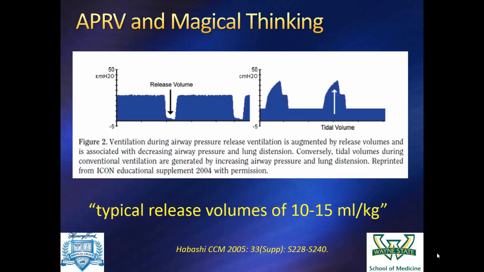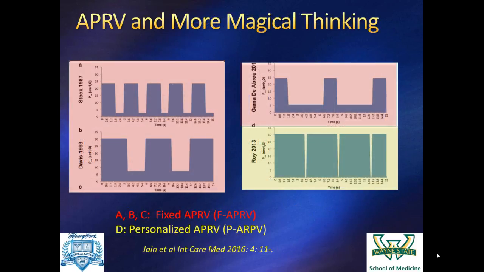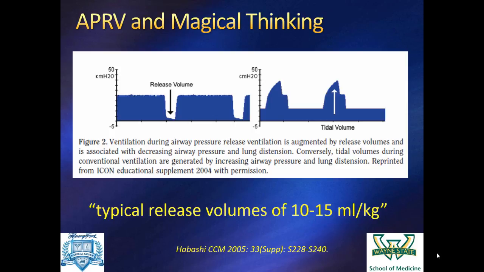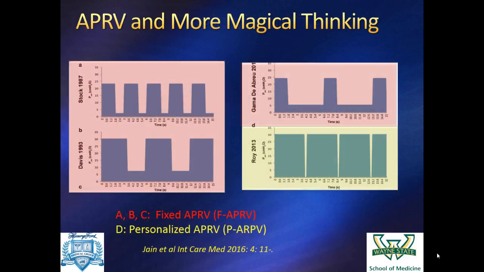And so I have a lot of problem with these typical release volumes of 10 to 15 milliliters per kilo, and then there's this whole idea that there are whole different kinds of APRV. So if you read an APRV study, some people will talk about fixed APRV, which is they just do what most of us do, which is we pick a T-low time, and you can see some of these times are awful long. I don't know how you don't get cyclic opening and closing if you have a T-low time of 2 seconds, versus personalized APRV, which is what Dr. Habashi talks about, but which you actually have to look at expiratory flows to find.